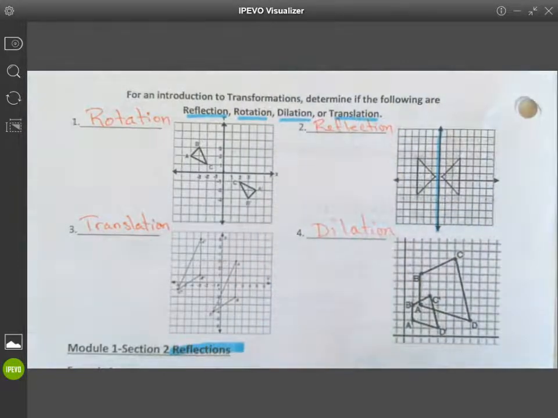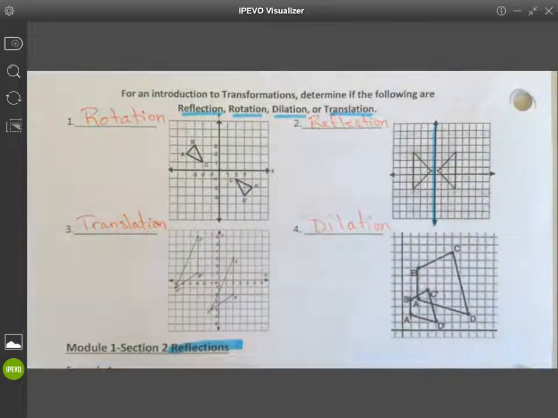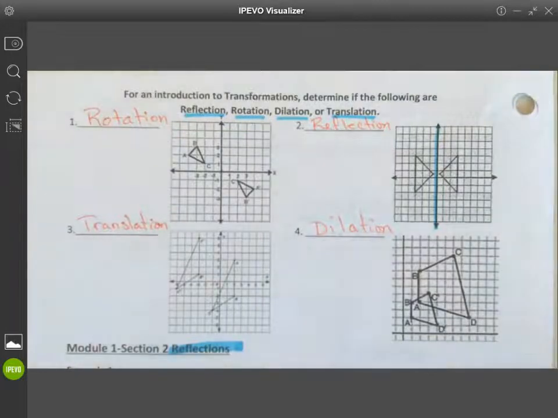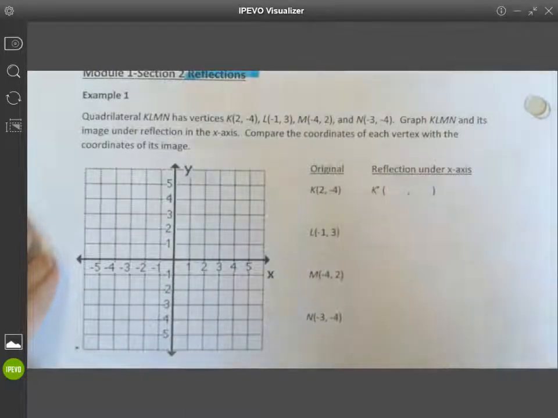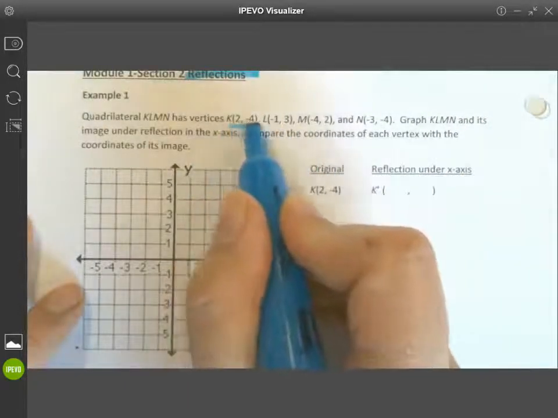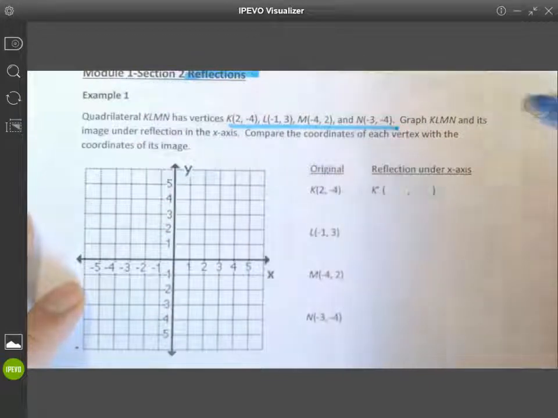All right, so those are examples of 4 of them, and now we're going to look and focus on reflections. So if you slide your paper down, we have a little bit of work to do. First, we need to plot these 3 points, or 4 points. Now, when you go to plot points, you connect K to L to M to N in that order.